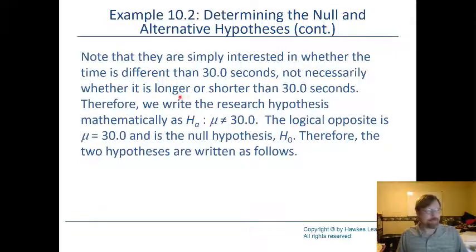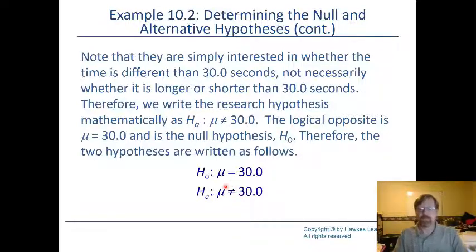They're simply interested in whether it's different. They don't care if it's greater or less than. So the research hypothesis is that the mean is not equal to 30. The logical opposite is that the mean is equal to 30. So that's the null hypothesis. So we can write those that way. If you haven't seen it before, that little symbol, the equal sign with the slash through it, is for not equal.